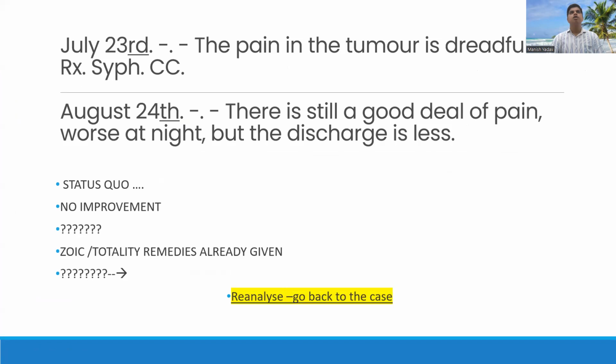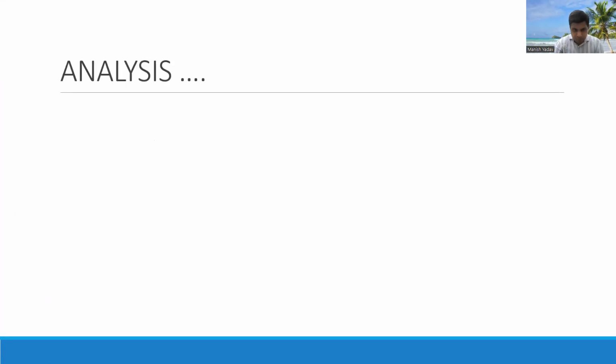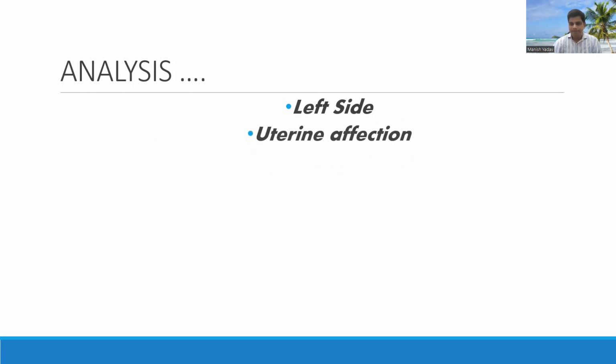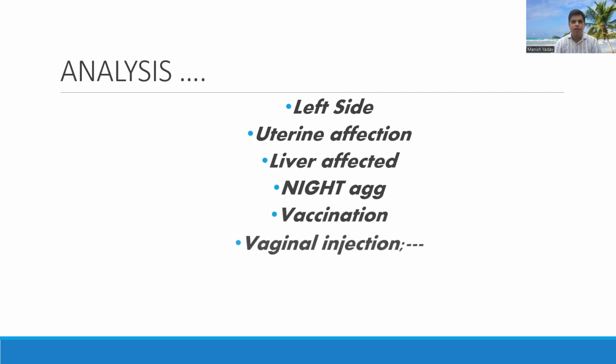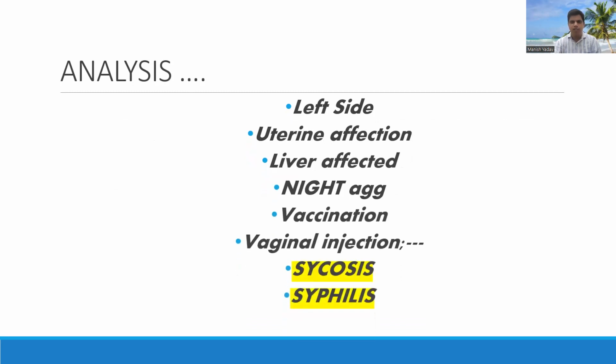Whenever you get stuck, you reanalyze, go back to the case, and especially go back to the original case, the case that you took first, and see if there is something missing, which has not been addressed. I'm coming back to the analysis we did in the first case. What we learned there: it's a left-sided remedy. The complaint is left-sided. Uterine affection, liver is affected, night aggravation is there, vaccination is there, vaginal infection, and of course psychosis and things.